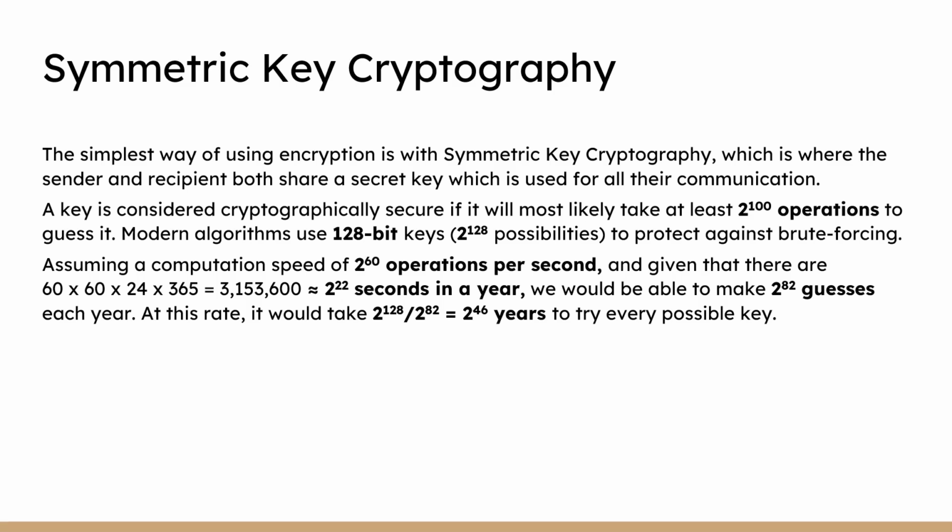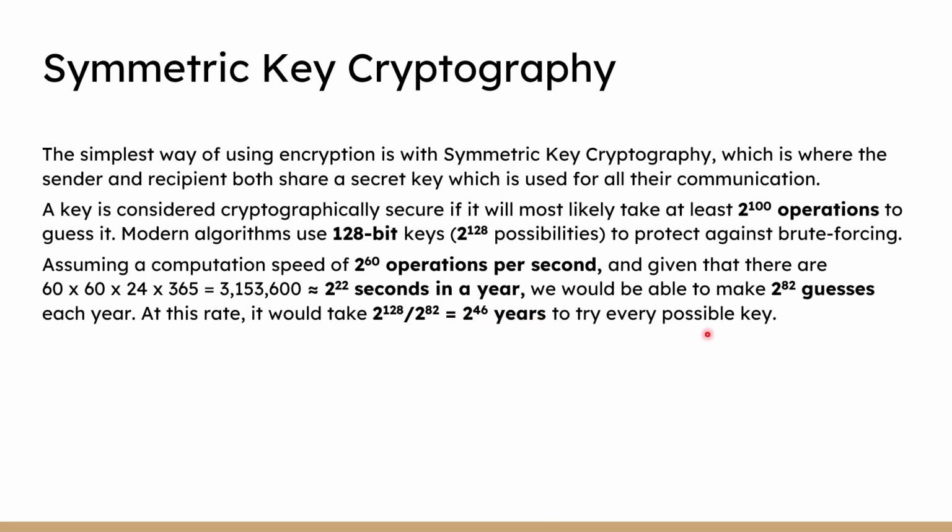I don't know. It's like a trillion operations. It might even be a quadrillion. I had it written down somewhere. Given that there are this many seconds in a year, you would be able to make 2 to the 82 guesses every year. But to try every key, you need to do 2 to the 128 guesses. So dividing this by this, it would take this many years to try every possible key. That's about a trillion years.